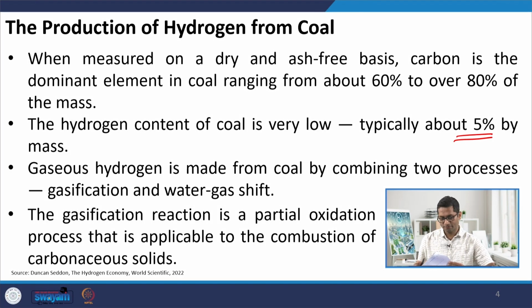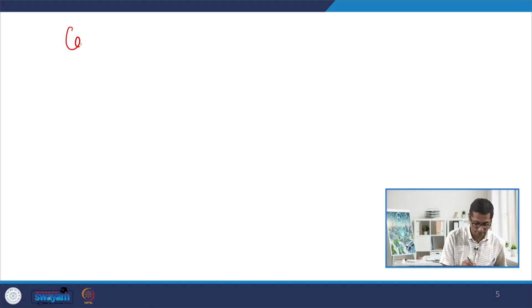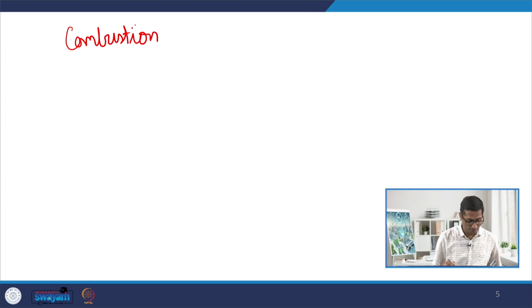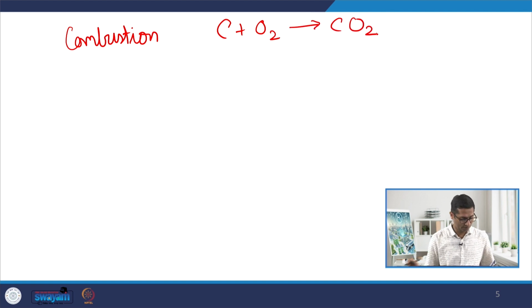When I say gasification, it's basically a closed chamber in which we are heating coal in an insufficient supply of air. So what happens in this chamber? A lot of reactions happen. Let me note down some of these reactions for you. The very first reaction that would be occurring would be combustion. By combustion I mean the carbon reacting with oxygen, producing CO2.